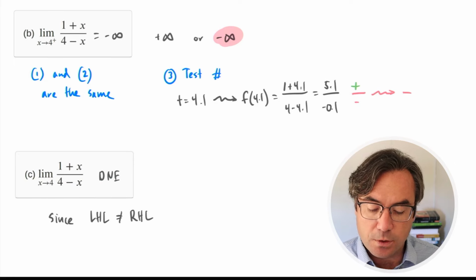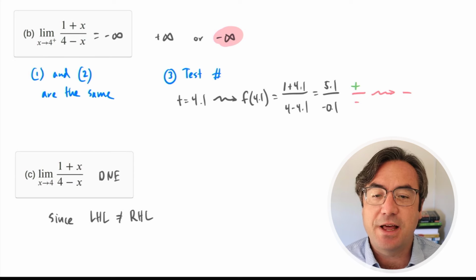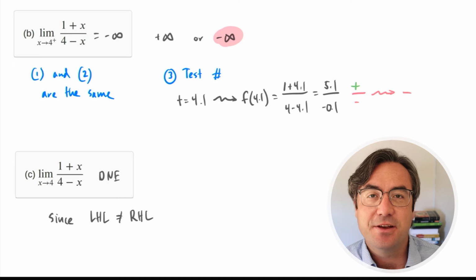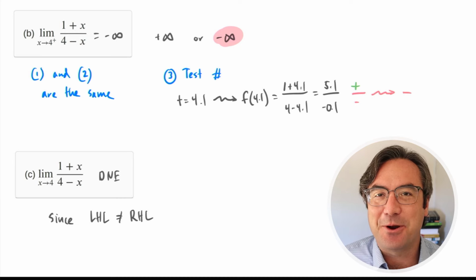All right, so we'll practice some more examples of this in class, but just to get us started thinking about division by 0.